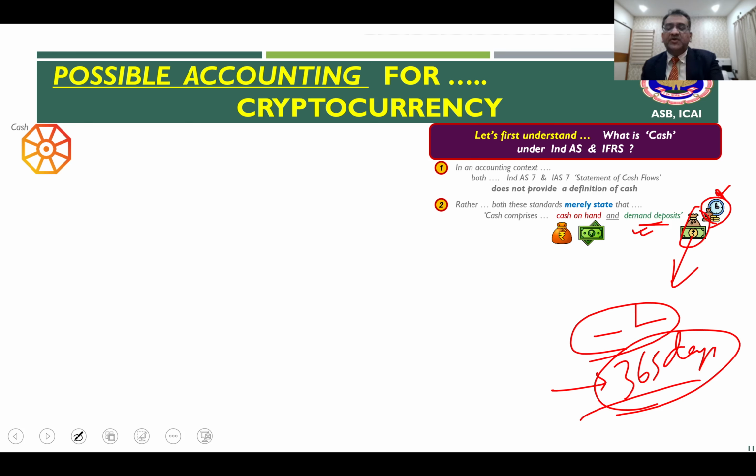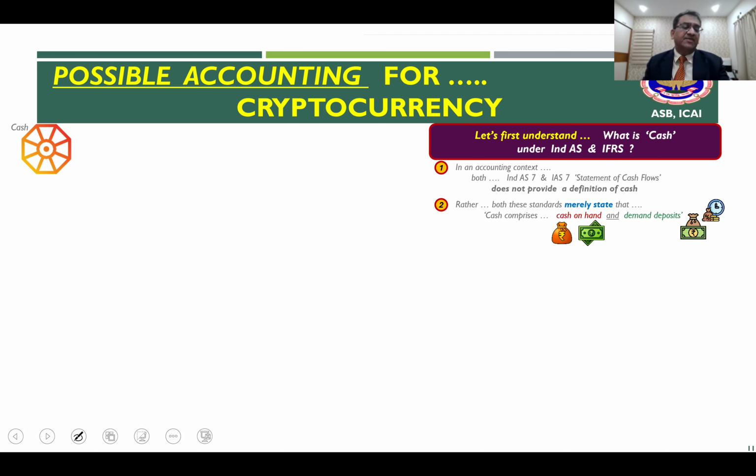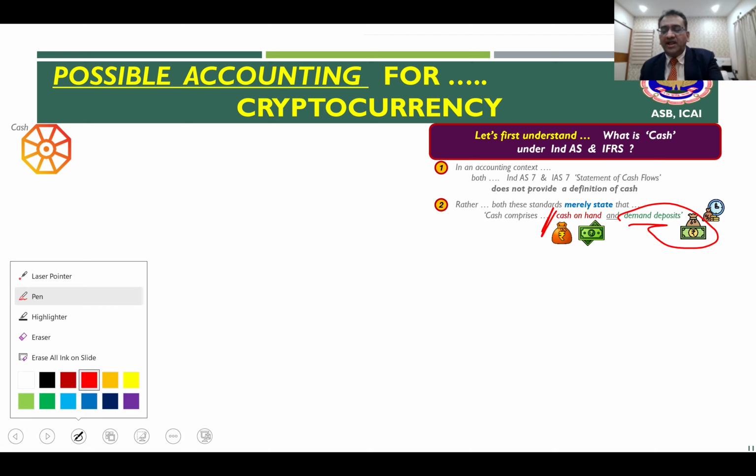But the difference between the time deposit and the demand deposit needs to be understood. The demand deposit is the only thing which is within the definition of cash. The time deposits are not covered within the definition of cash as contemplated under Ind AS 7 and IAS 7. This you should be aware of. So, what is cash? Cash is cash on hand or demand deposit. This is how you have to interpret it.